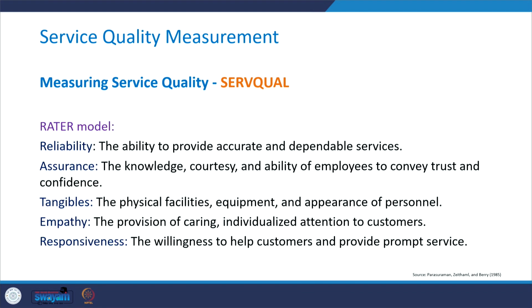Now let's discuss this RATER model in detail. R stands for reliability, the ability to provide accurate and dependable services. Assurance means the knowledge, courtesy, and ability of employees to convey trust and confidence. Tangibles deals with physical facilities, equipment, and appearance of personnel. Empathy deals with the provision of caring, individualized attention to the customers. And responsiveness is nothing but the willingness to help customers and provide prompt service.